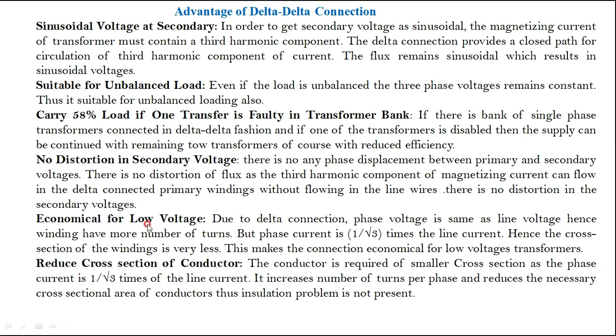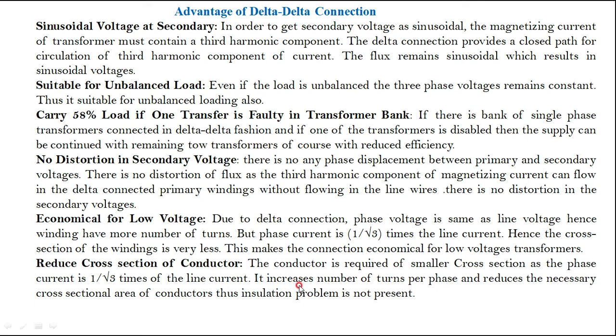It is economical for low voltage, that is a delta connection, because due to the delta connection, the phase voltage is the same as the line voltage. And because the voltage is less, a reduced cross section of the conductor is required. The conductor required is of smaller cross section, as the phase current is 1 by root 3 times the line current. Because if you are comparing in the delta connection, the line voltage is equal to the phase voltage, whereas the line current is root 3 times the phase current.